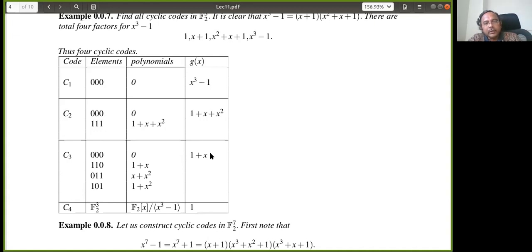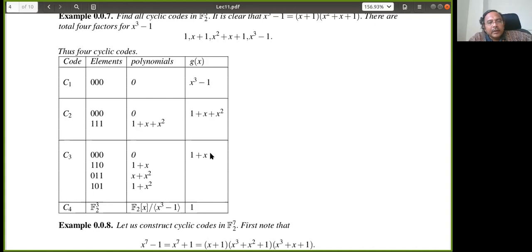Right? So now I multiply with x power 0, x power 1, x power 2. Why did I stop at x power 2? Because the degree of the generator polynomial is 1, right? It is sufficient to go up to x square only. You will see all these things a while later.